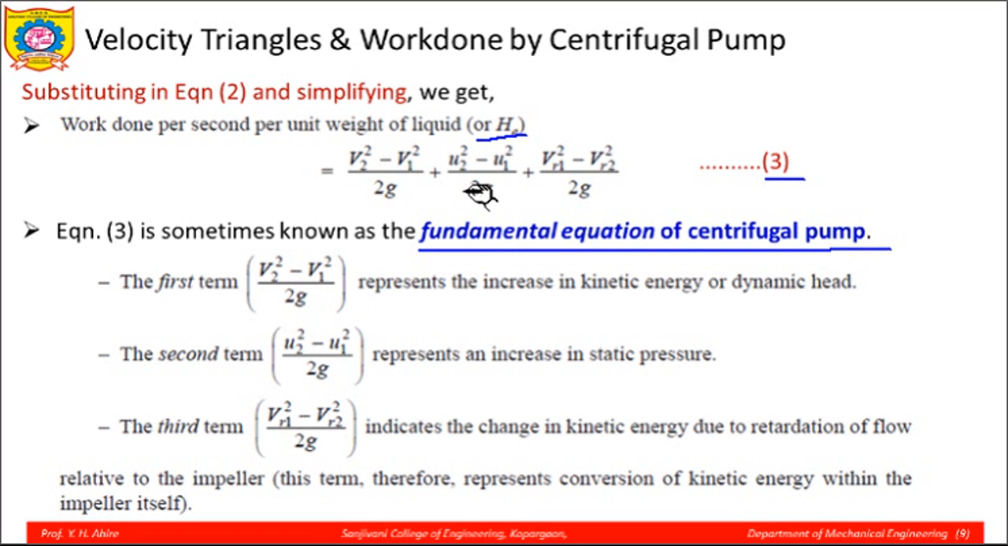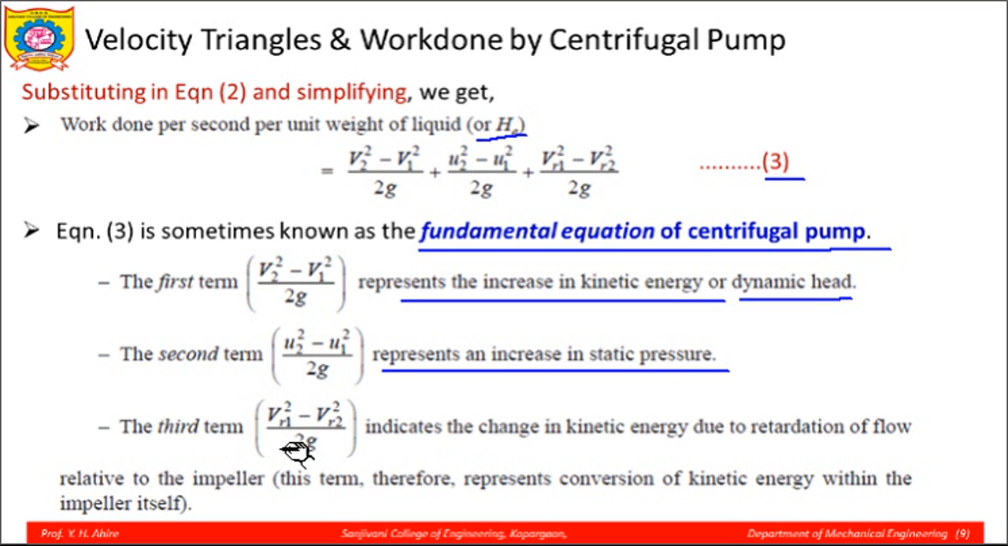It has 3 terms. First term, (V2 square minus V1 square) by 2g, represents the increase in kinetic energy of the liquid as it flows inside the impeller from inner periphery to outer periphery. This term also represents the dynamic head exerted by the impeller onto the liquid, or the increase in kinetic energy of the liquid that corresponds to absolute velocities. The second term, (u2 square minus u1 square) by 2g, represents an increase in static pressure of the liquid as the liquid flows from inner periphery to outer periphery of the impeller.